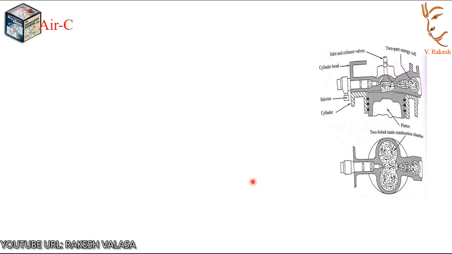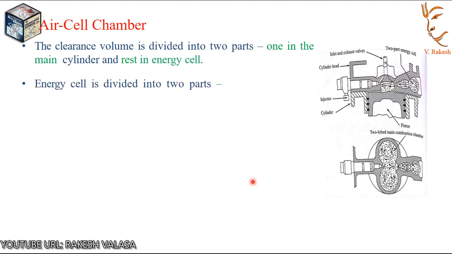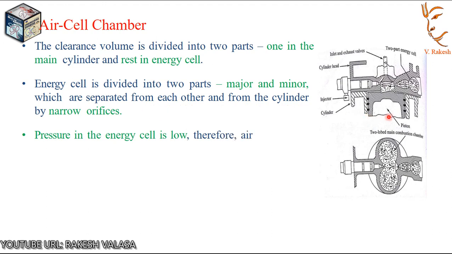Last one is air cell chamber. The clearance volume is divided into two parts, one in the main cylinder, another one is the energy cell. The energy cell is divided in two parts, one is major and one minor, which are separated from each other and from the cylinder by a narrow orifice.